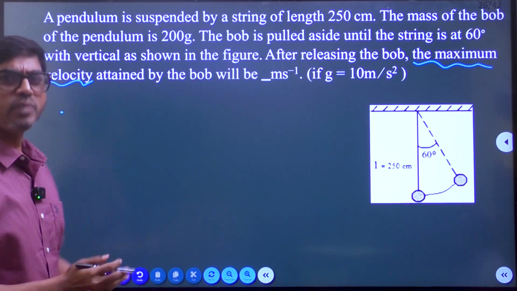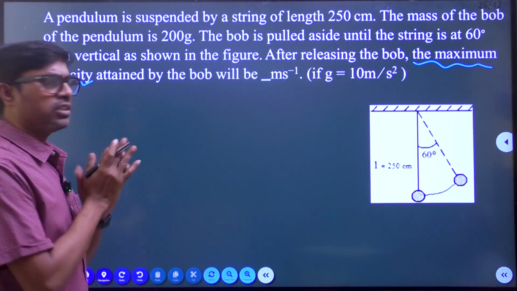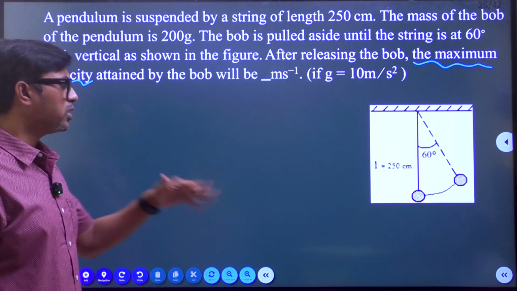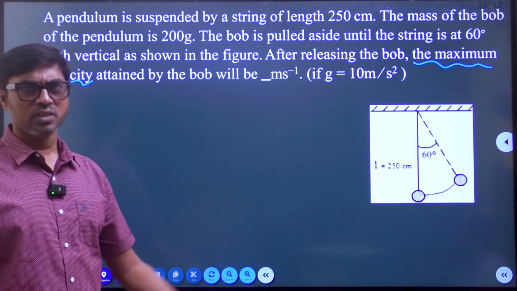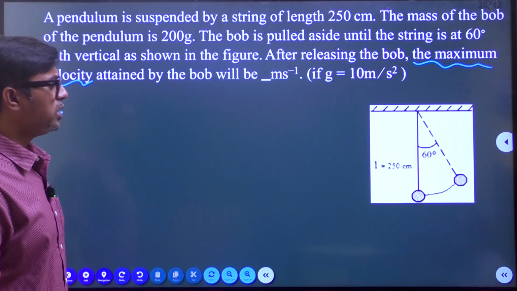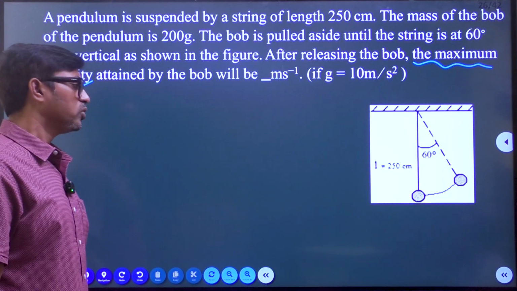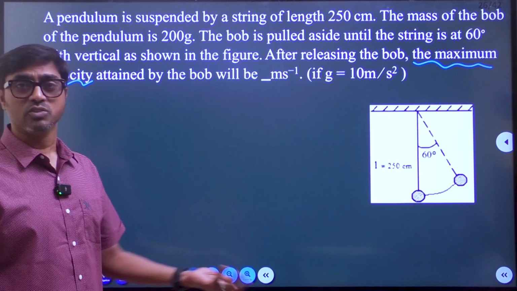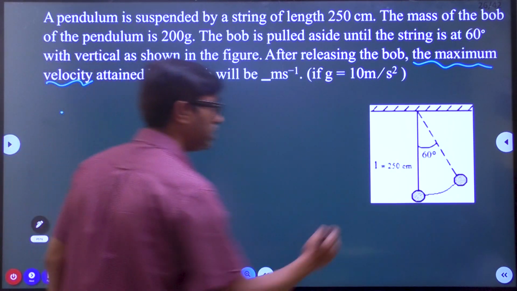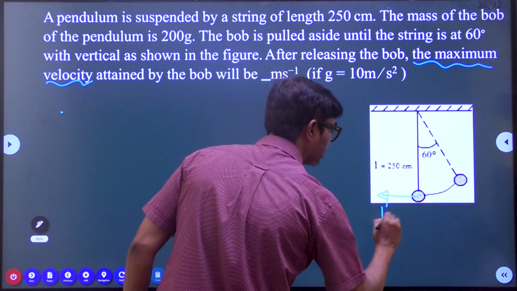When will the velocity be maximum? I'll use conservation of energy because it's a simple vertical circular motion, part of vertical circular motion. Wherever it has the least gravitational potential energy, it will have the maximum kinetic energy, and that's where you will have the maximum speed. That is going to be at the bottom. So this is where you will have the maximum speed.